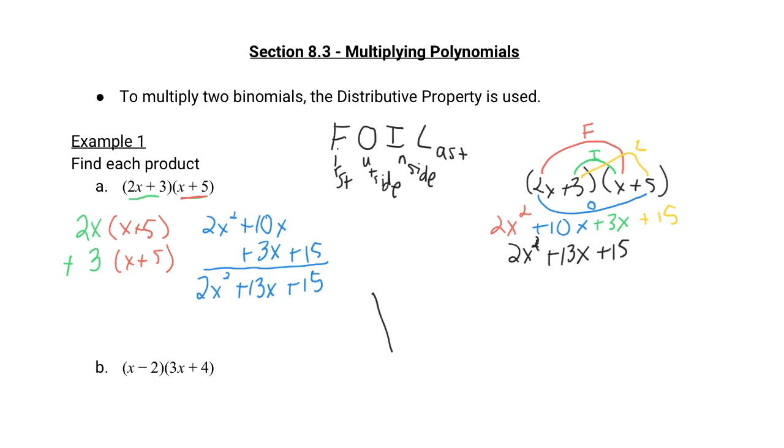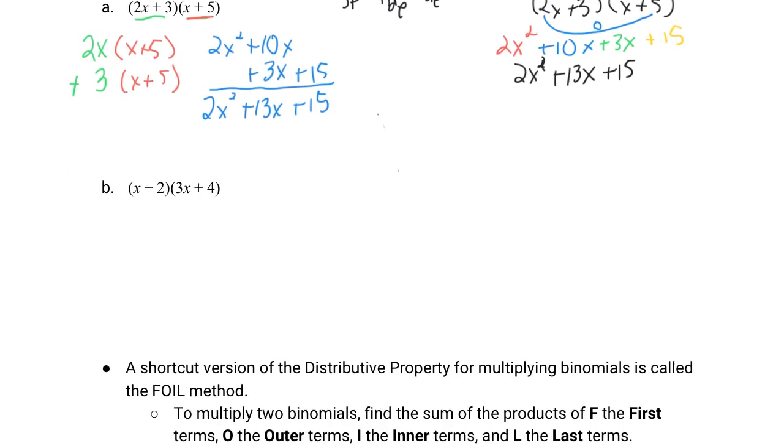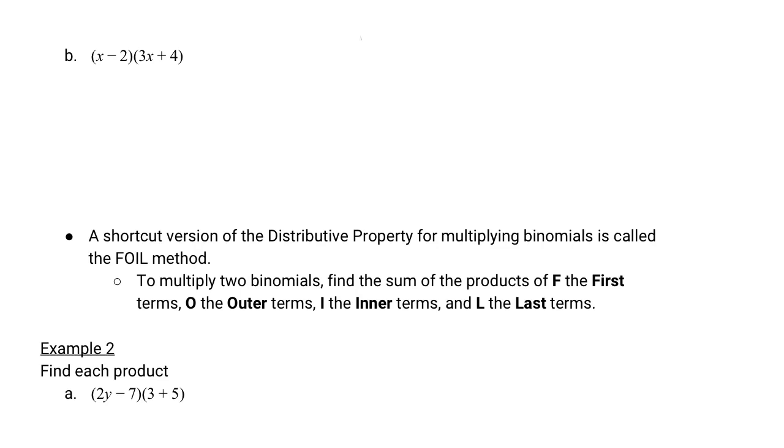All right, let me scoot. Whoa, that was not it. Let's see if we can scoot down. There we go. Do this one. I'm only going to do this one in that first way that I showed you. You can use the FOIL method if you'd like.